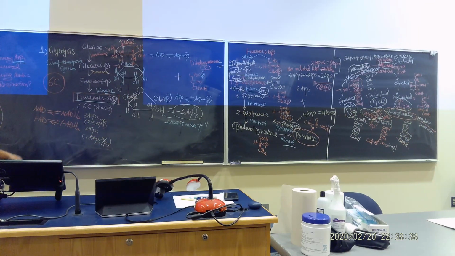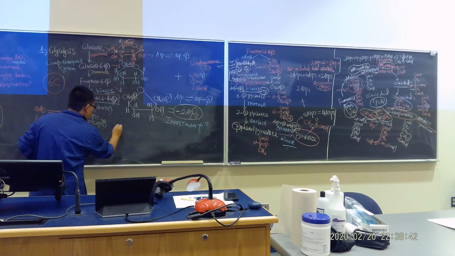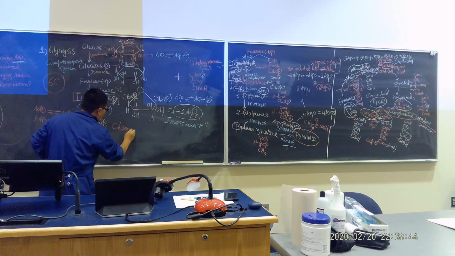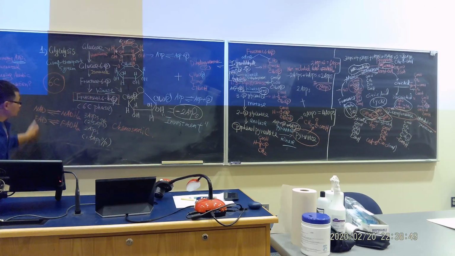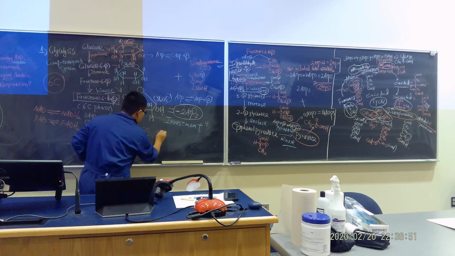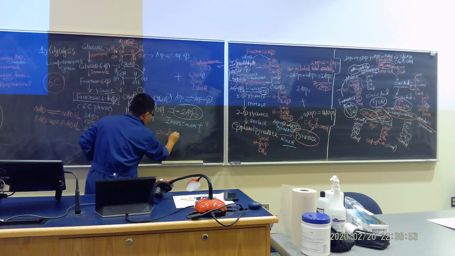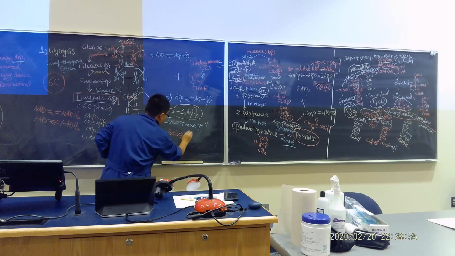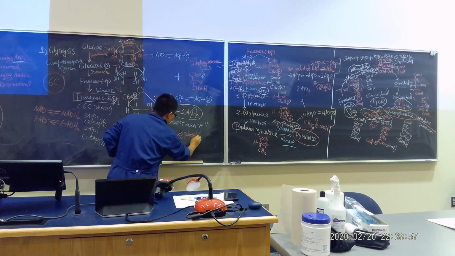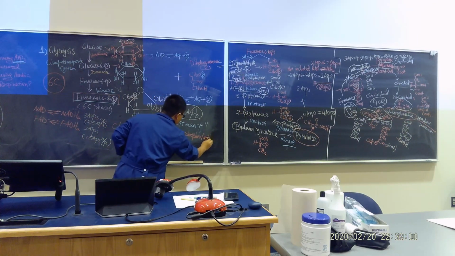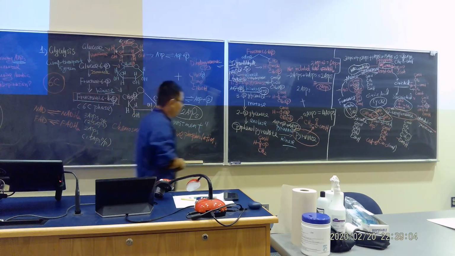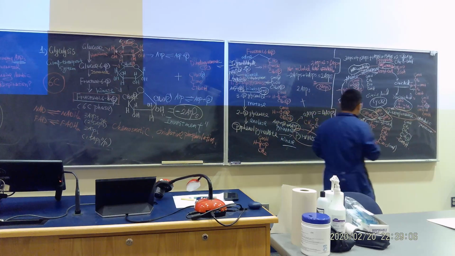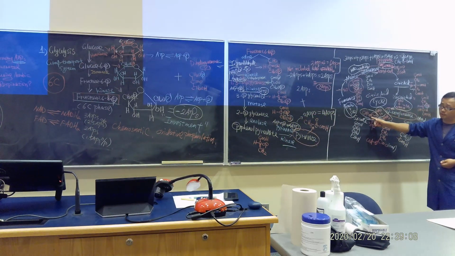That's okay. Then what's the mechanism behind this? The bacteria generate ATP through the chemiosmotic theory. And this process is called oxidative phosphorylation.